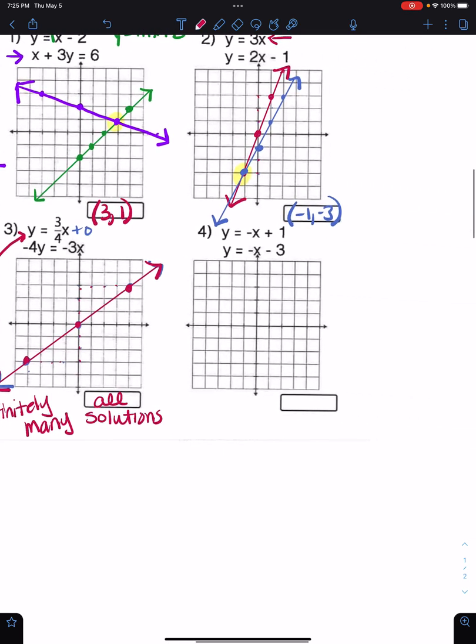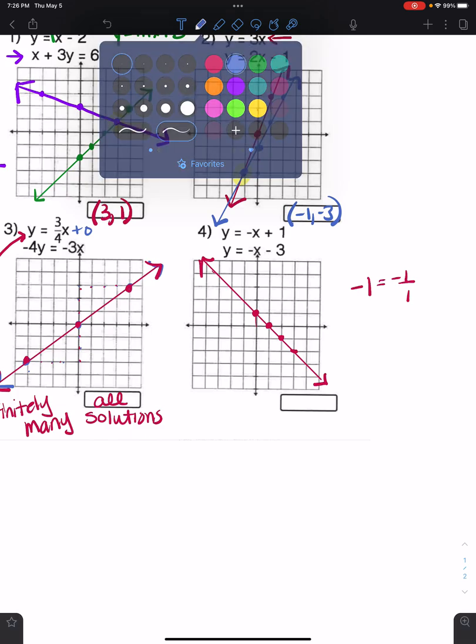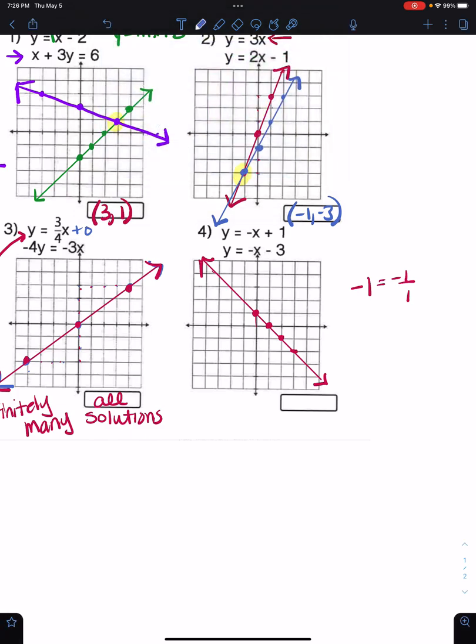And lastly, we've got two equations that are in slope-intercept form already. The first one has a y-intercept of 1 and a slope of -1, which is the same as like -1 over 1. So I'll go down 1 over 1, down 1 over 1, etc. Oh, that ended up being pretty good. And then we'll change colors for the other one. It has a y-intercept of -3. And it has a slope also of -1. So it's going to be like this.